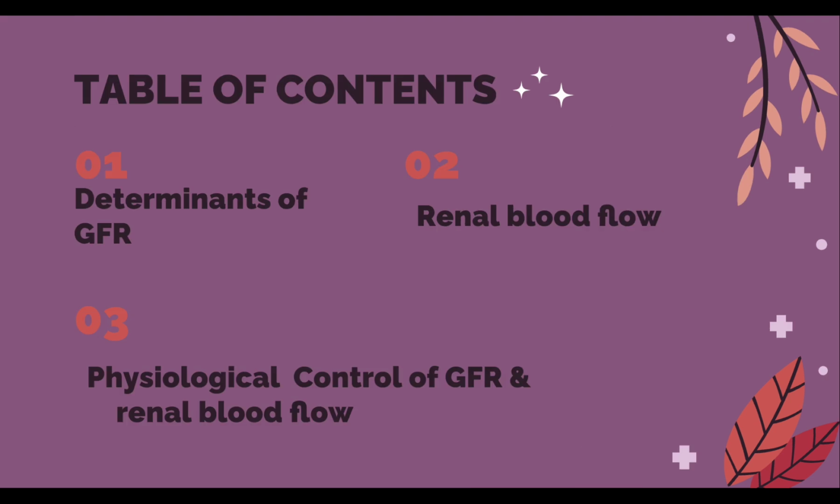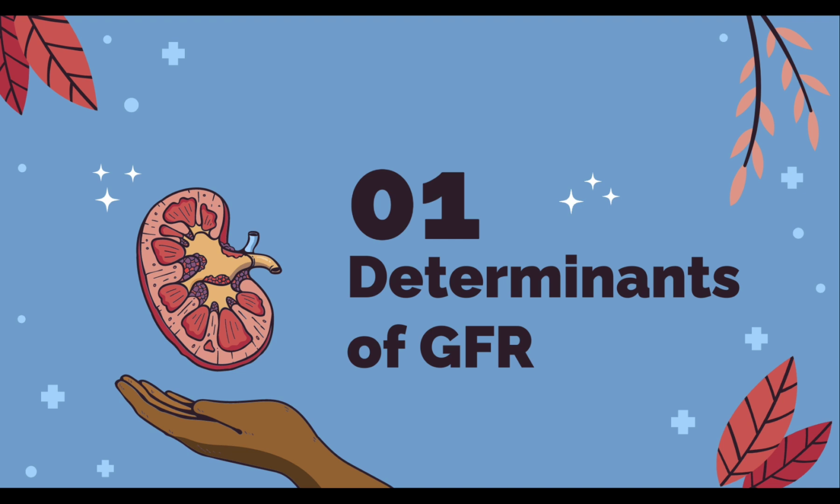Today we are going to talk about the determinants of the glomerular filtration rate and the renal blood flow, and the physiological control of GFR and the renal blood flow. So first we are going to talk about the determinants of the glomerular filtration rate.